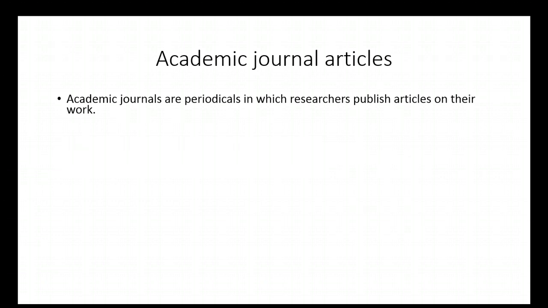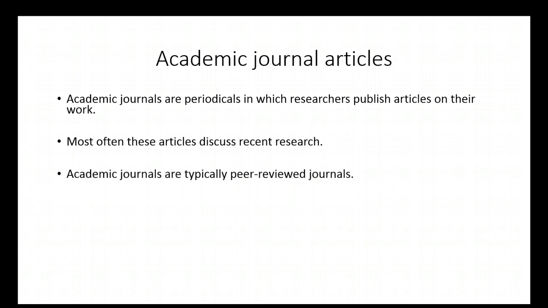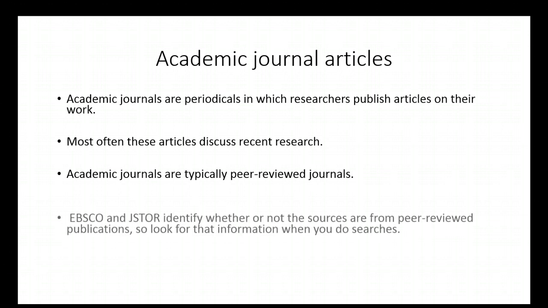An academic journal article is a periodical in which researchers publish articles on their work. So universities usually publish these journals and they're full of articles. They usually discuss recent research. They're typically peer-reviewed journals. So just like we do peer reviewing in class, professors, when they write academic articles, they get emailed around to other professors who serve on boards which work for the journals, and they make sure that it's good stuff before they let it get published.